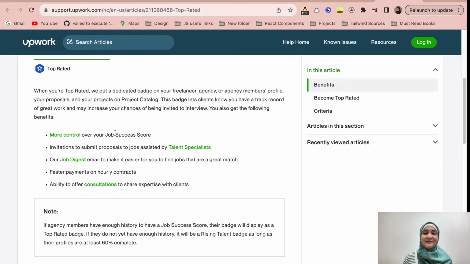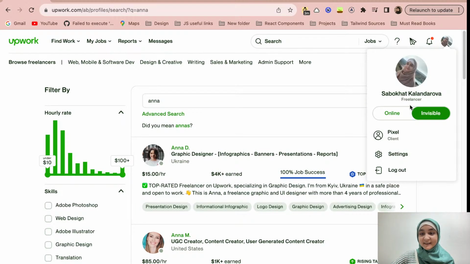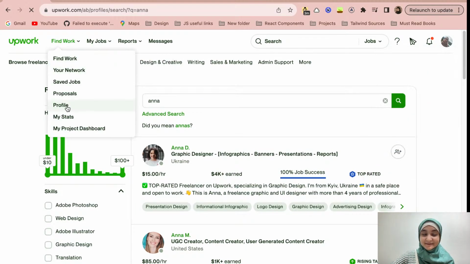And that actually happened with me. A year ago, when I got the top rated badge, I had a bad review of 4.5. 4.5 out of 5 is actually good, but on Upwork it's not. So I asked support to remove it, and they removed it, and my job success score is back to normal. It is 100% again.